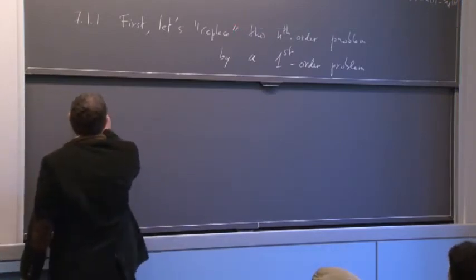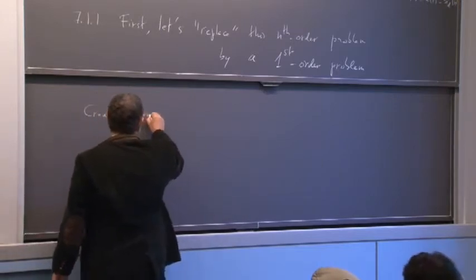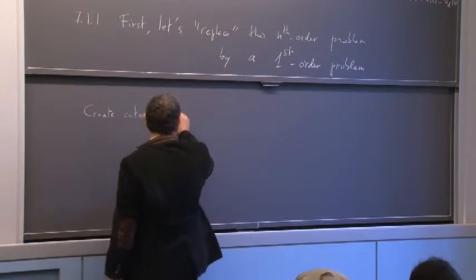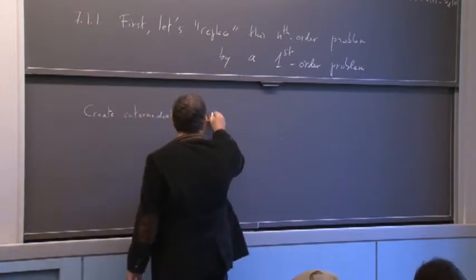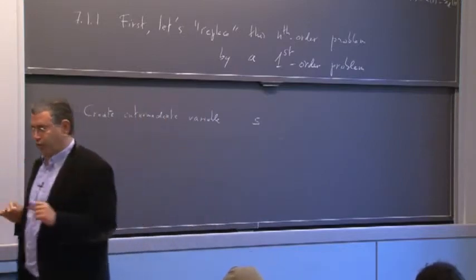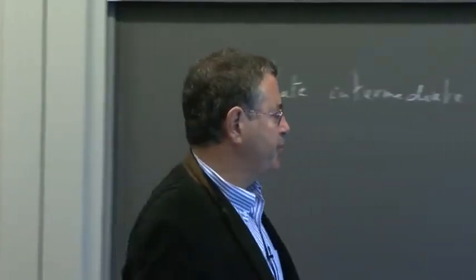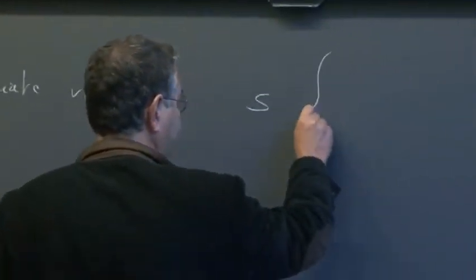So create an intermediate variable, and we'll call it S. Okay, so be careful, this has nothing to do with the Laplace variable. Okay, and this variable has two properties.